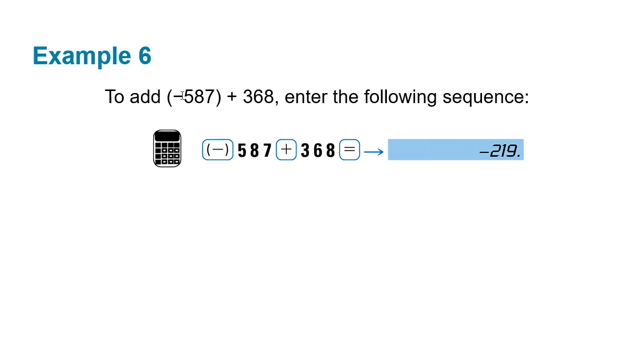So for instance, if you want to do negative 587 plus 368, you would hit that negative symbol, and then 587, which tells the calculator this is negative 587. Then you'd hit plus, then you type in 368, then you hit equals, and you would get your final answer. So really the hardest part about adding, subtracting negative numbers is knowing how to use your technology.